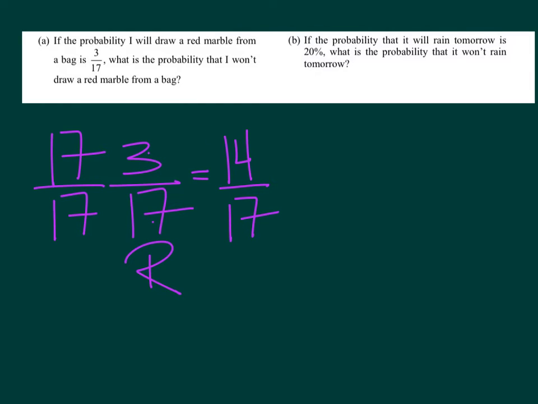Part B, if the probability that it will rain tomorrow is 20%, what is the probability that it won't rain tomorrow? Well, when I'm talking percent, a certain amount would be 100%. So if the probability is 20% that it will rain, the probability that it won't rain, hopefully you've guessed it, is 80%.